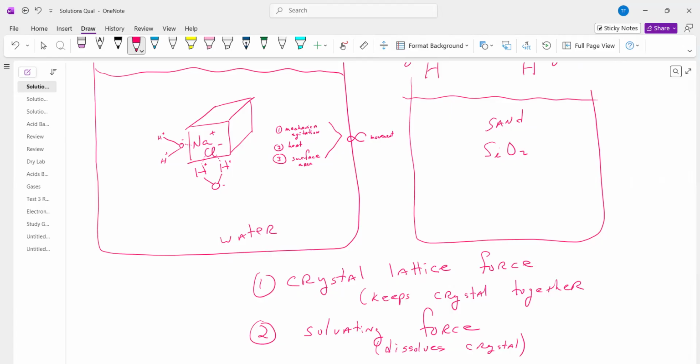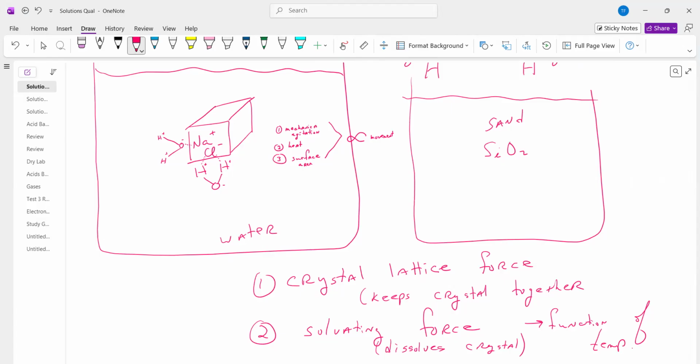Now, one of these is a function of temperature. Which one do you think it is? Right, solvating. So that is a function of temperature. That's why raising the temperature increases the solvating force power to overcome the crystal lattice force. And that's why something dissolves in water.